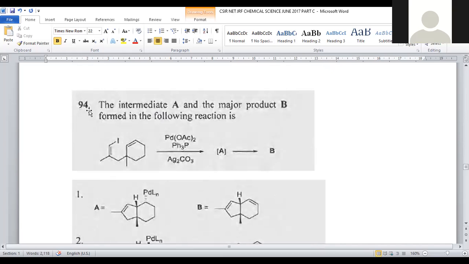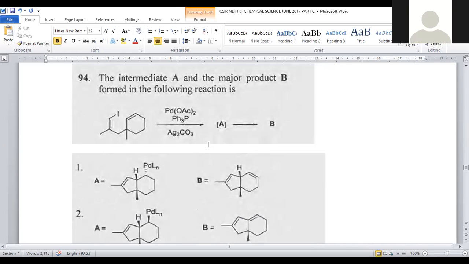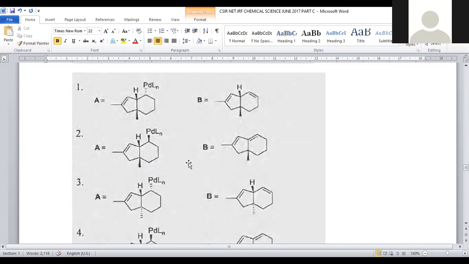Question number 94. The intermediate A and major product B formed in the following reaction. Here is the reaction given, where an organic compound having a double bond, any other double bond, with the iodo functional group, and palladium diacetate, triphenylphosphine, silver carbonate. These are the reagents added. Compound A will be formed and subsequently it rearranges to give compound B. We have to predict what are the intermediate and the final product A and B in this series of reactions. Let us go with its mechanism.